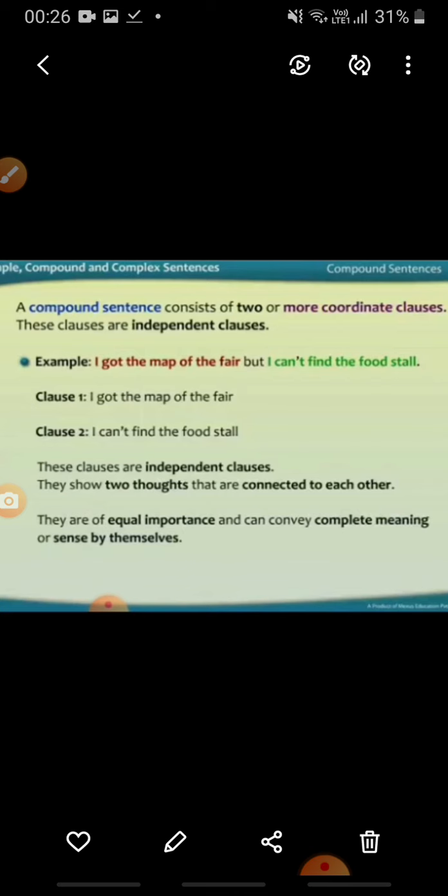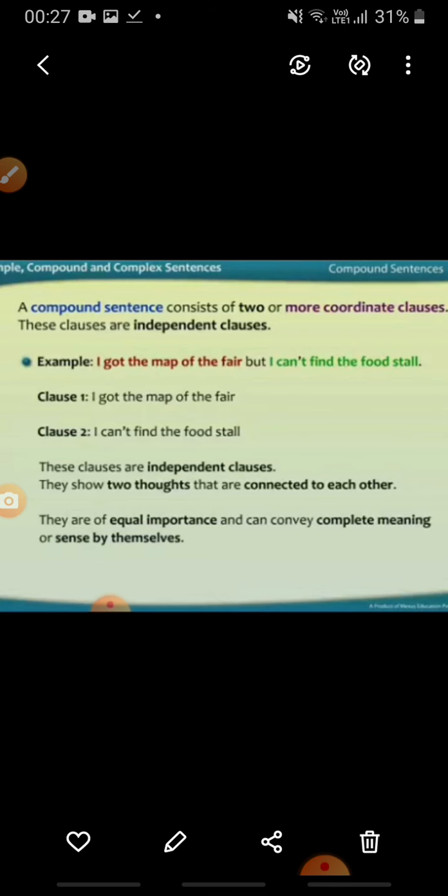They are of equal importance and they convey complete meaning or sense by themselves. As I told you, independent clauses can stand on their own. They do not depend upon another clause for their meaning. So, a compound sentence consists of two independent clauses, or you can say two or more coordinate clauses, and these clauses are coordinate with each other. As they coordinate with each other, they are independent clauses.